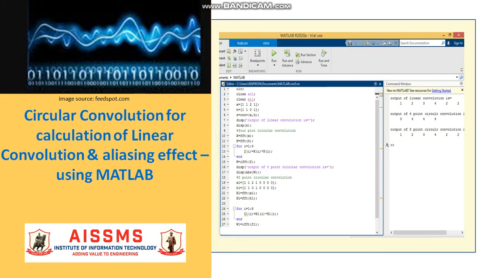The output of the linear convolution is 1, 2, 3, 4, 2, 2. Convolution result using 4-point DFT shows that sample 1 and sample 5 overlap to give the output as 1 plus 2 equal to 3. Sample 2 and sample 6 overlap to give the output as 2 plus 2 equal to 4. This is exactly the aliasing effect in time domain.